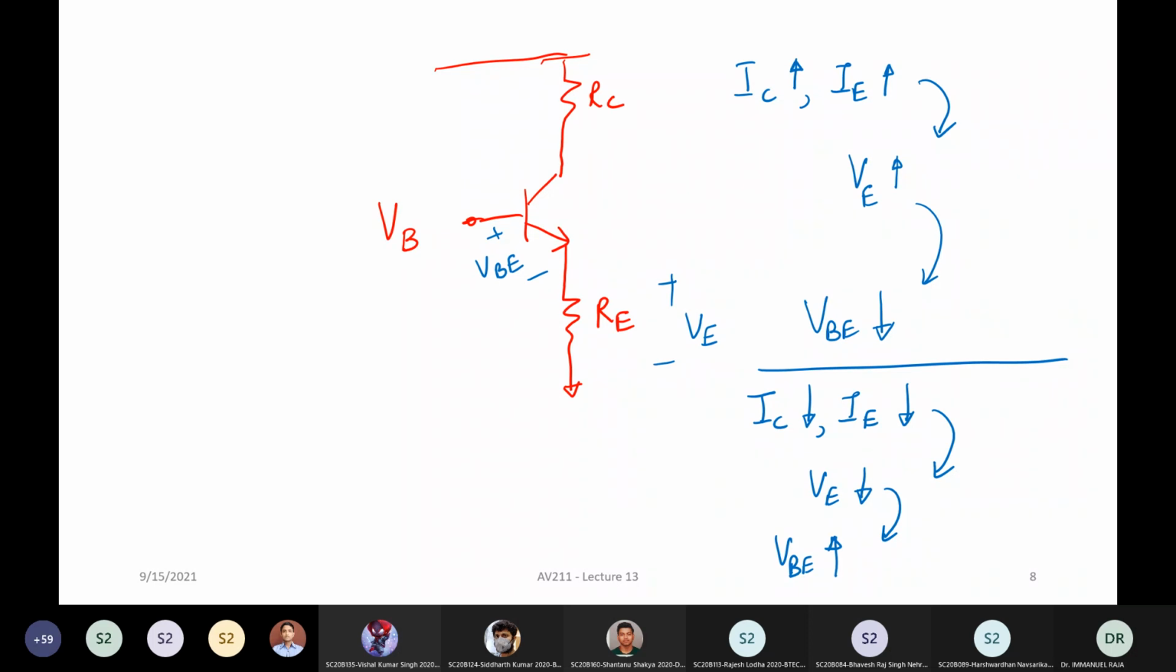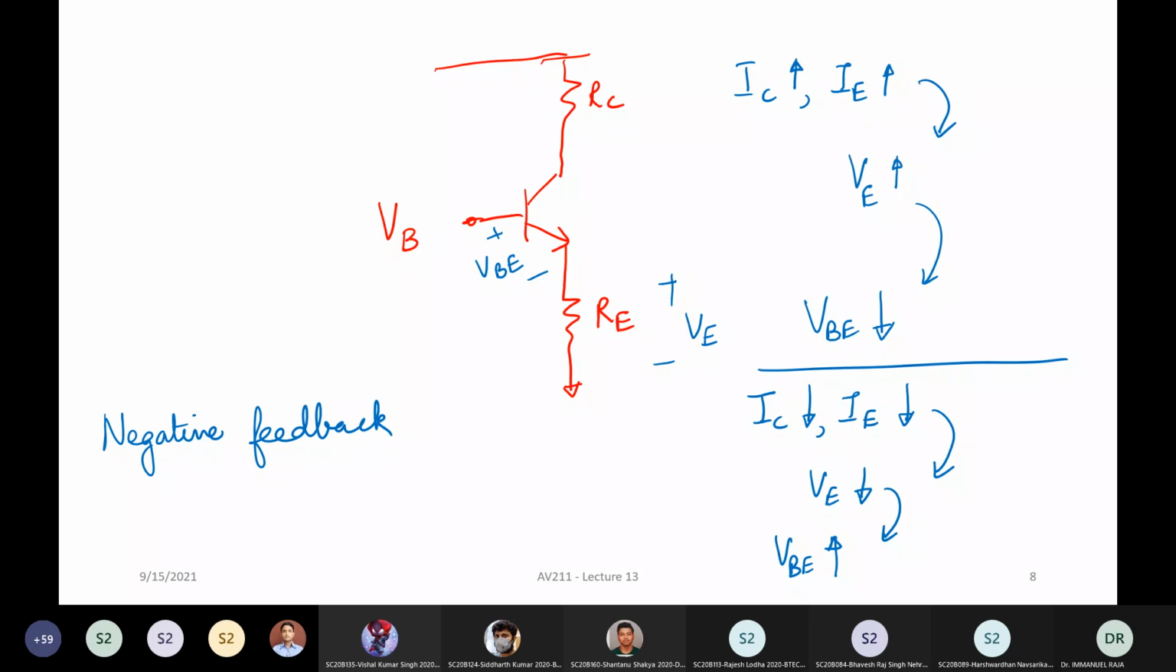Have you guys studied feedback? Not yet, right? So you'll anyway look at feedback. We will look at feedback even in the analog electronics course. You will look at negative feedback in a much more detailed way in the control systems course. I believe control systems is in your next semester. But this is a very classic example of negative feedback.